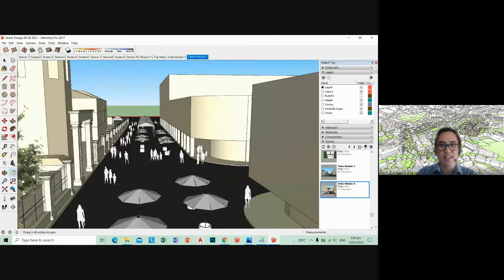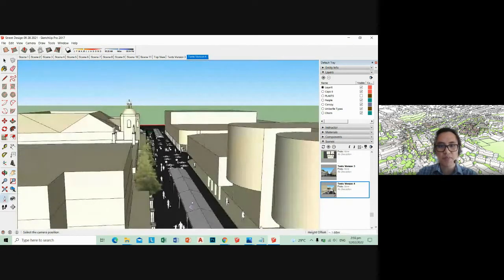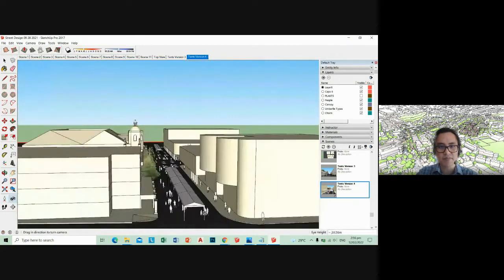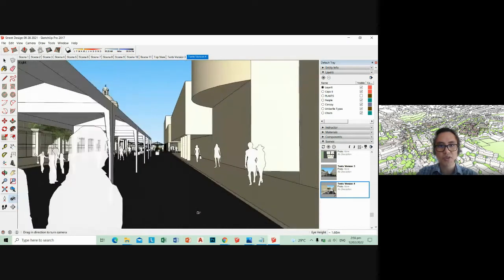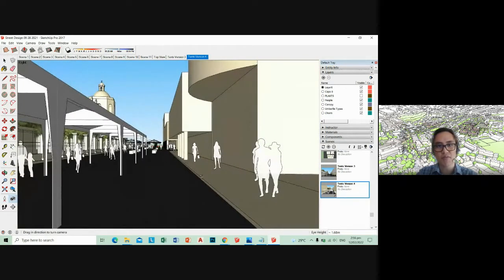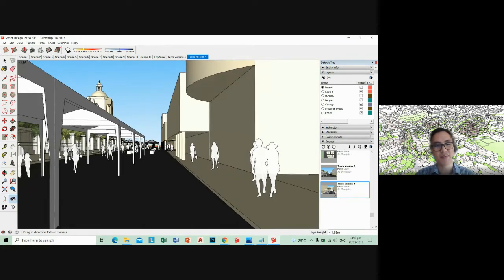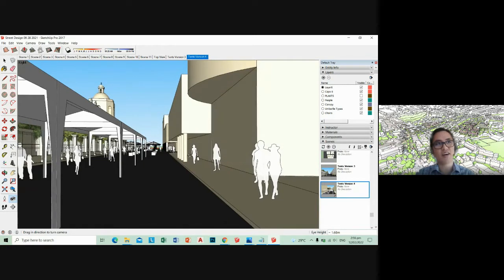So yeah, some of the principles I applied here are very basic stuff, making sure of the visual corridor. The basilica tower is right here, so maintain views towards the basilica, because this is the main feature of this area.